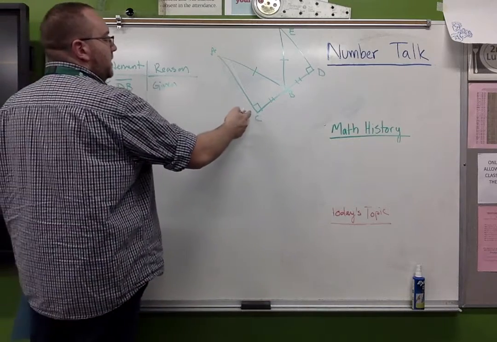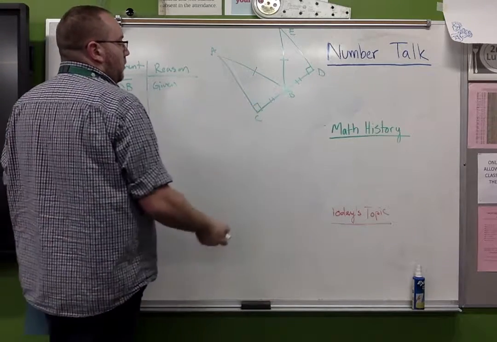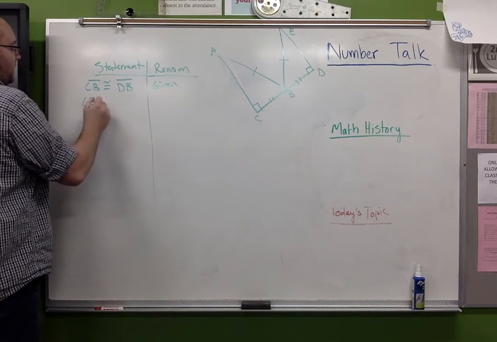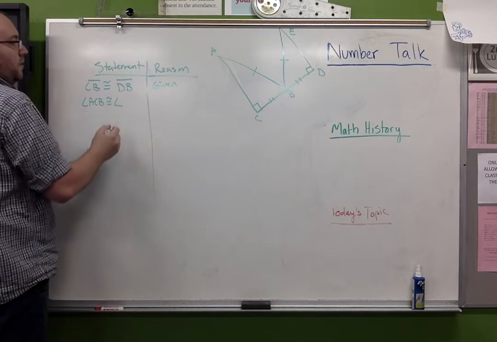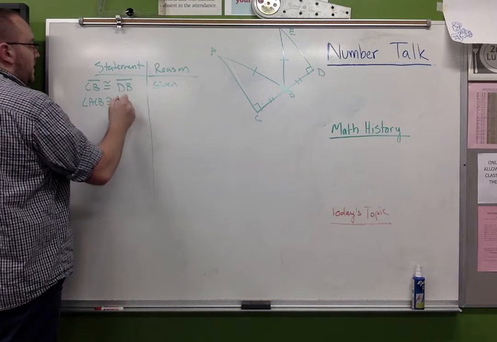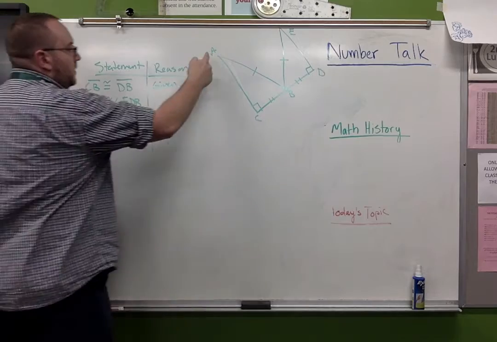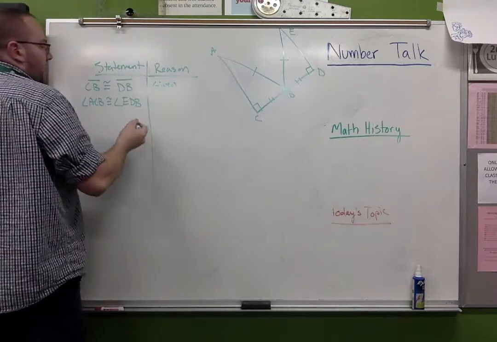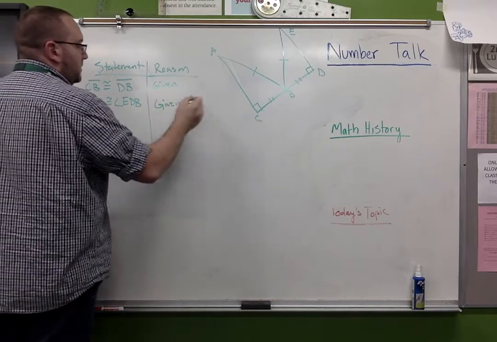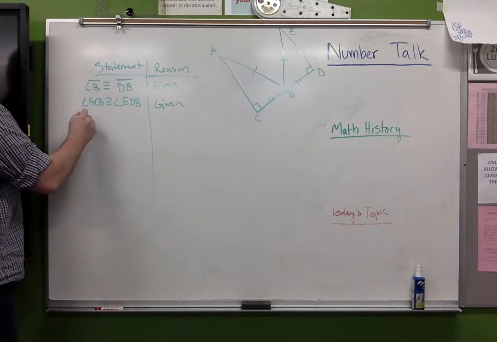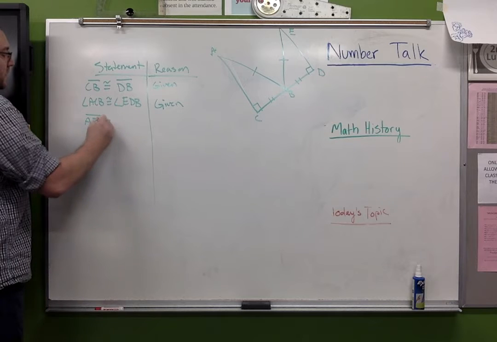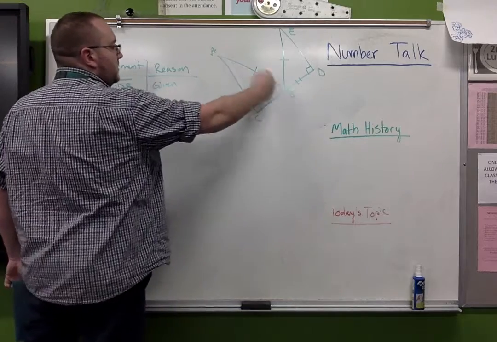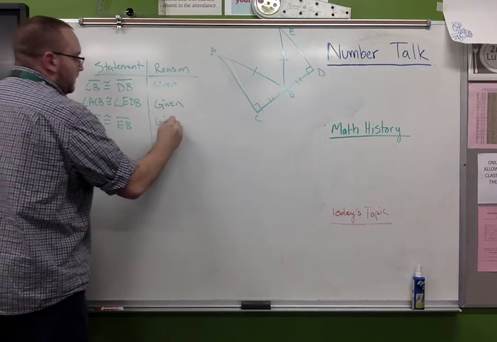It's also given that angle ACB, or we can just say angle C here. Well, we'll want to say ACB. Angle ACB is congruent to angle EDB. All right, so ACB, this one, is congruent to EDB, this one. And that's given, right? They're both 90-degree angles. That's what's given to us. And then line AB is congruent to line EB. Right? These tick marks say that these lines are congruent, and that's given to us also.